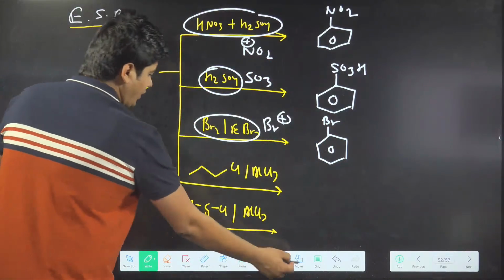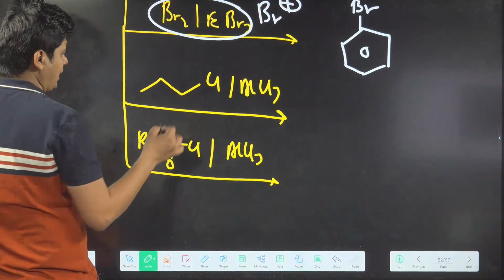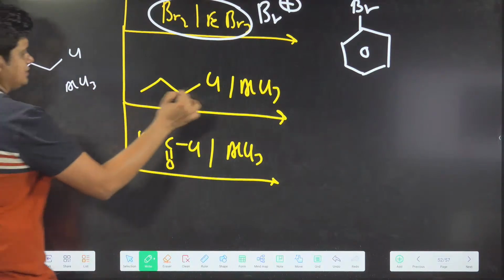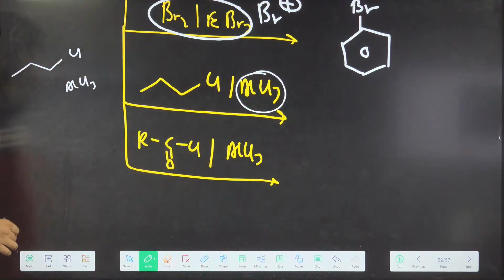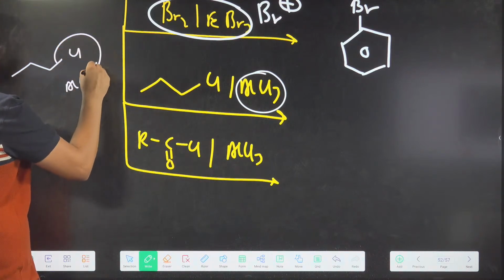Now, this is a very important reaction. Now, this is given normal propyl chloride, treated with AlCl3. AlCl3 is a Lewis acid. It is going to bind with Cl minus. What will happen? Cl minus binds with this AlCl3.